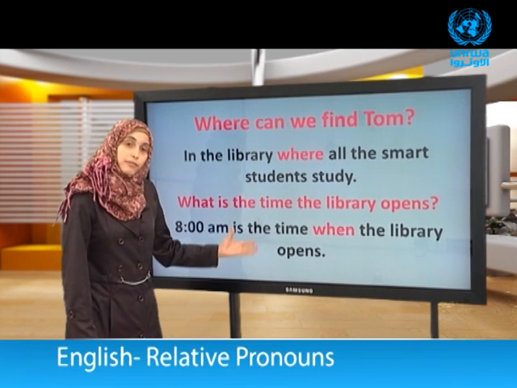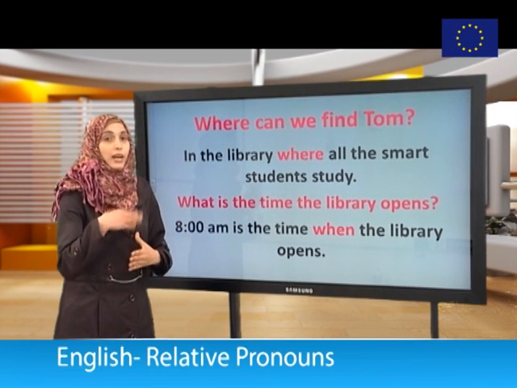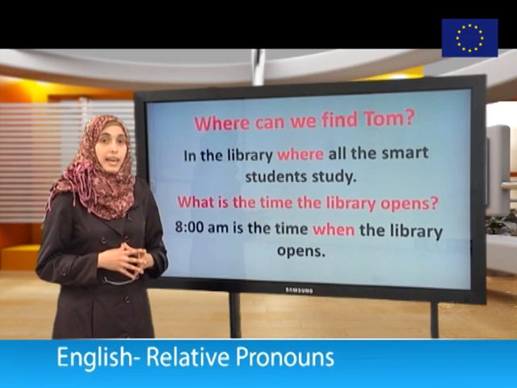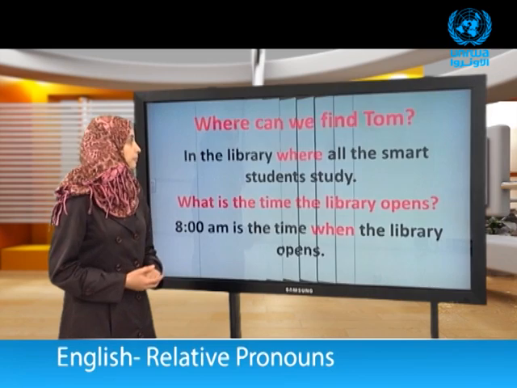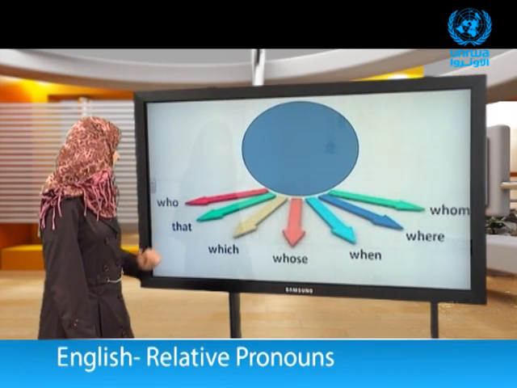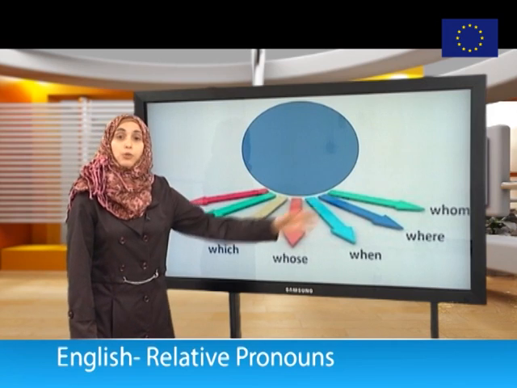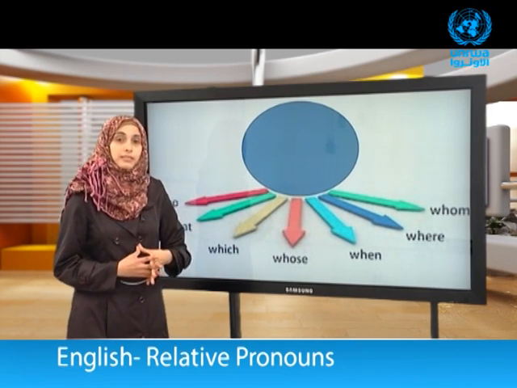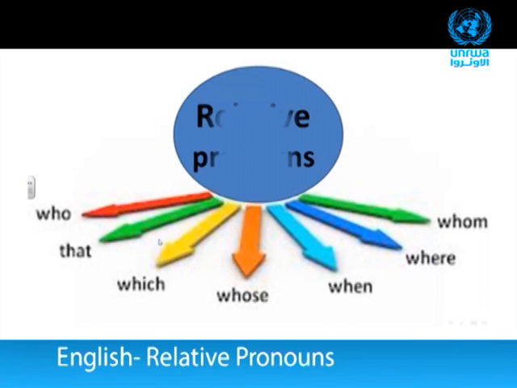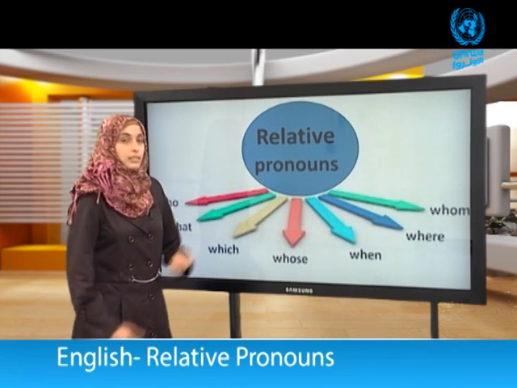Now, we have noticed that these sentences describe Tom, describe the place where Tom studies, and describe the time that the library opens. So, we noticed here we have seen who, that, which, whose, when, where, and whom in the sentences before. Now, what do we call these words? We call them relative pronouns, ضمائر الوصل.